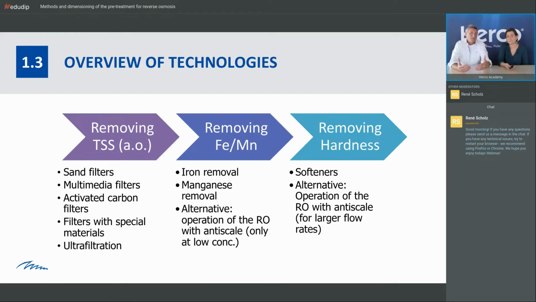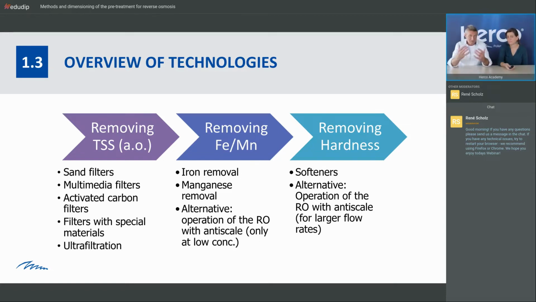Iron removal is a classic method, but it's not as easy as it seems. So we will see it afterwards. Manganese removal is even harder, more or less. An alternative could be operating the RO with antiscalant. It's only possible at low concentrations, and the problem is that the iron and manganese are only shielded, not removed. If you use an antiscalant, you don't remove anything. You add some chemistry, and you have the iron and manganese in a form which doesn't cause problems, if you are lucky. And the same is true for the hardness.